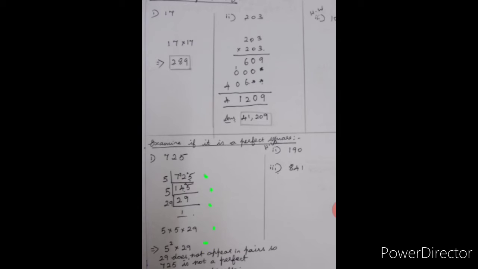So if you pair the factors, here 5 power 2 into 29, 29 does not appear in a pair. So 725 is not a perfect square.